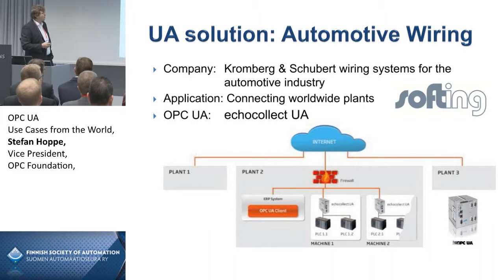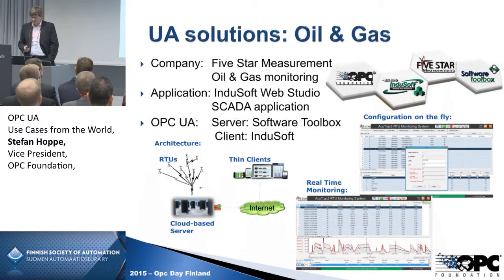But of course, Softing also provides success stories from company Kromberg and Schubert inside the automotive industry, where they have this gateway, this Echo link to connect to the existing real world with Siemens PLCs and Rockwell devices.